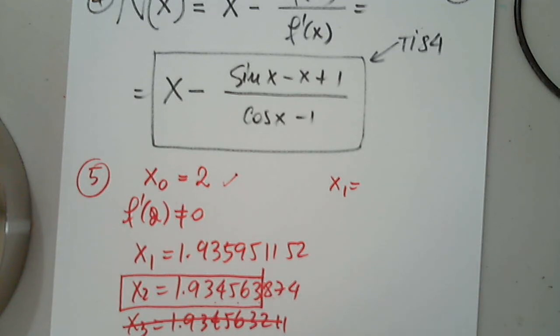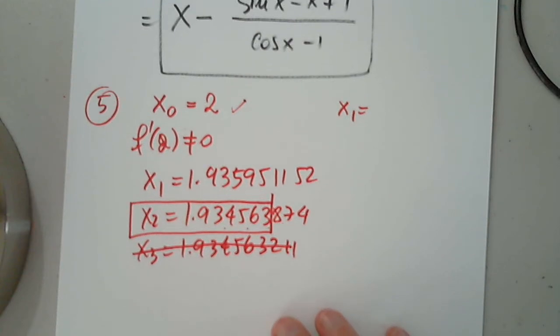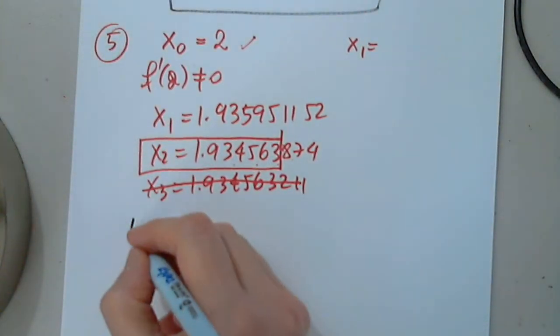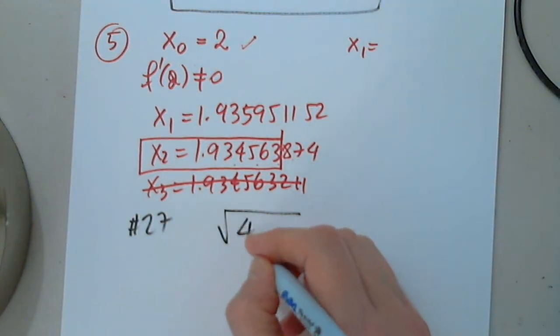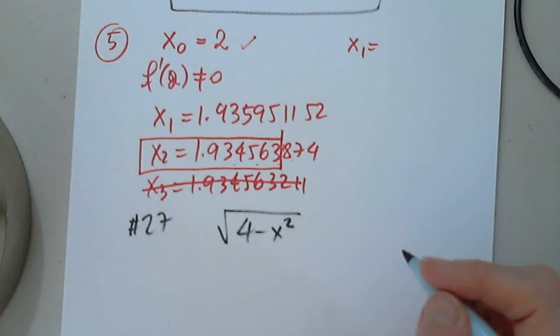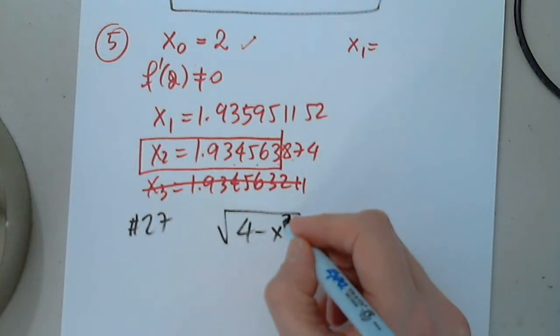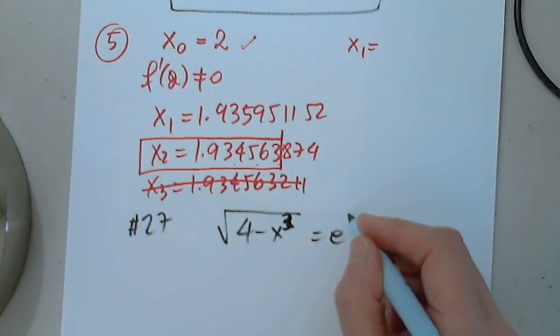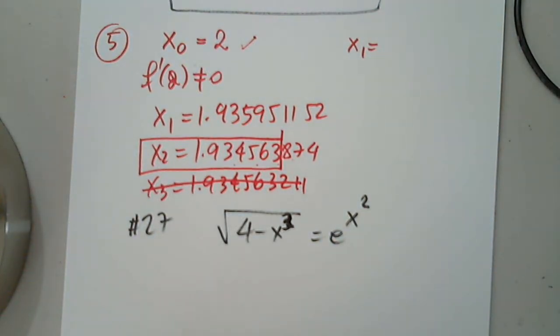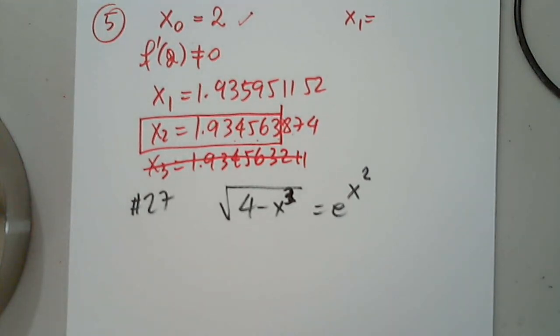I wouldn't mind doing another one. Of course. Would you like to choose, or you want me to choose? It's your choice, ma'am. Okay, so I'm looking at 27. It looks weird. 27, the square root of 4 minus x squared. No, it's not x squared, it's x cubed. Okay, equals e to x squared. I have no idea where we're going with this, but we'll see.